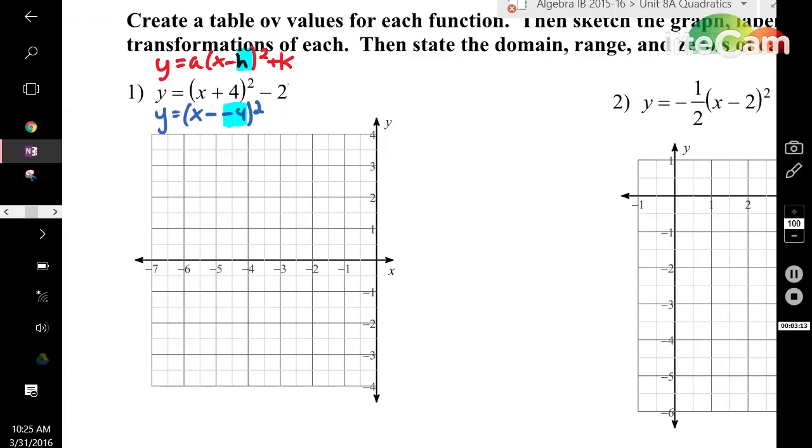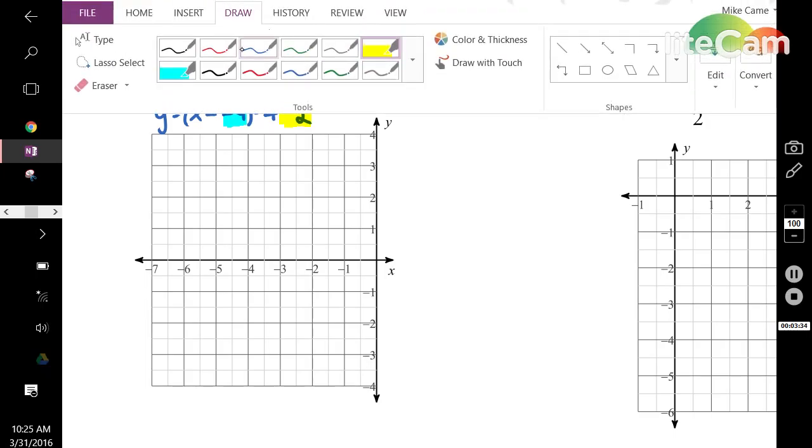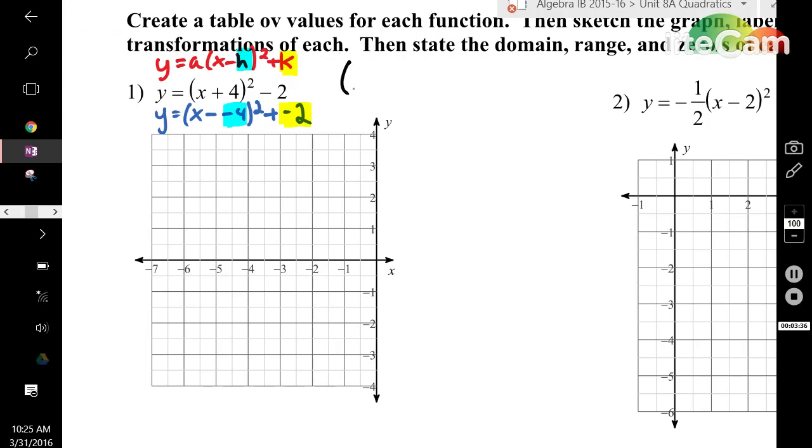Now here, the minus 2, you have plus k. So we're going to rewrite this using addition. So minus 2 is the same thing as plus a negative 2. So we have plus k. I'm going to highlight just the k. Look for the plus sign here and highlight what k is. K is negative 2. So therefore your vertex, the whole reason we call it vertex form, is negative 4, negative 2. So that's the lowest minimum of our function, the bottom of our U-shaped graph.